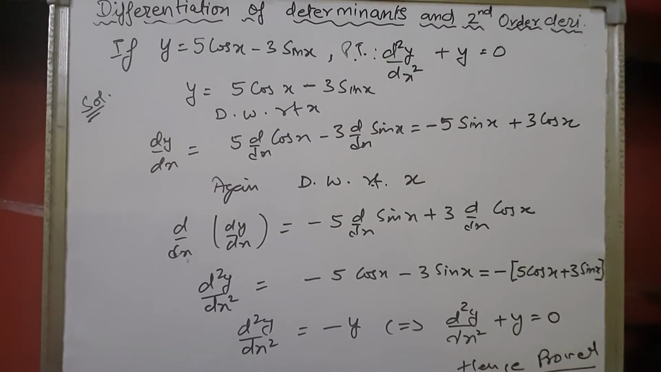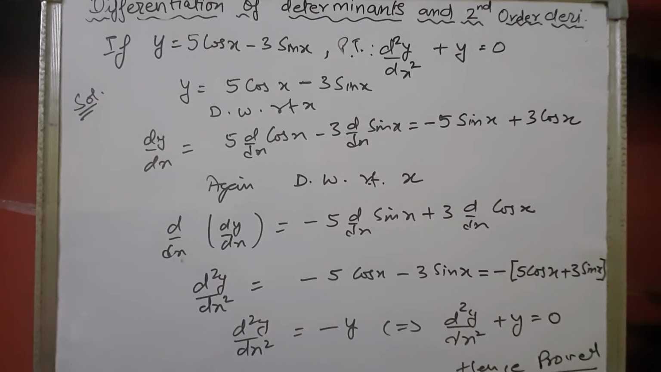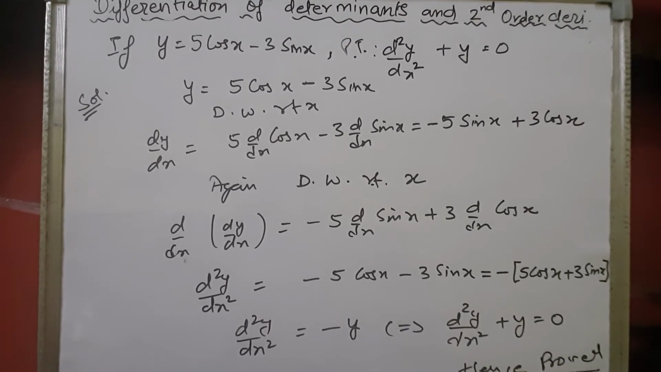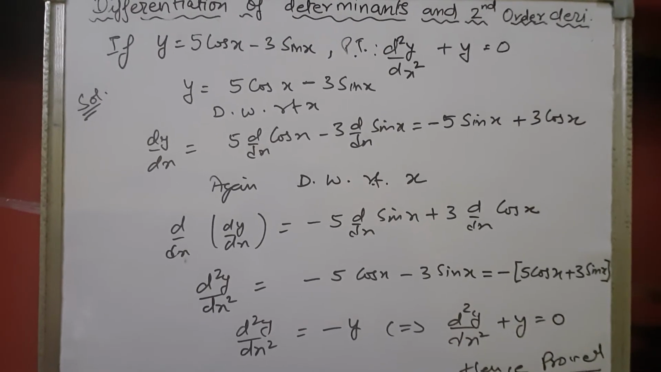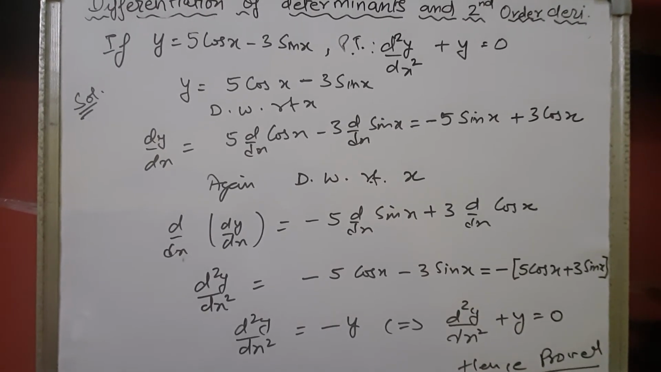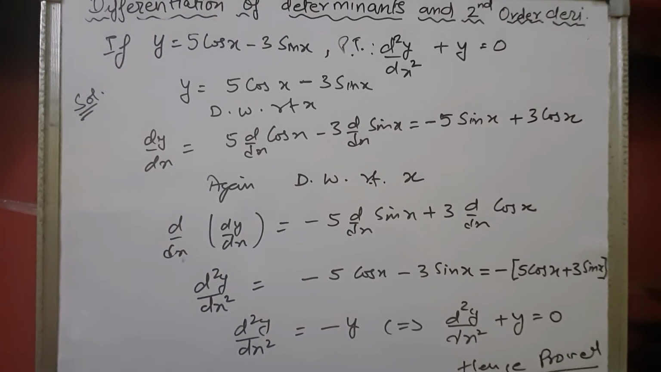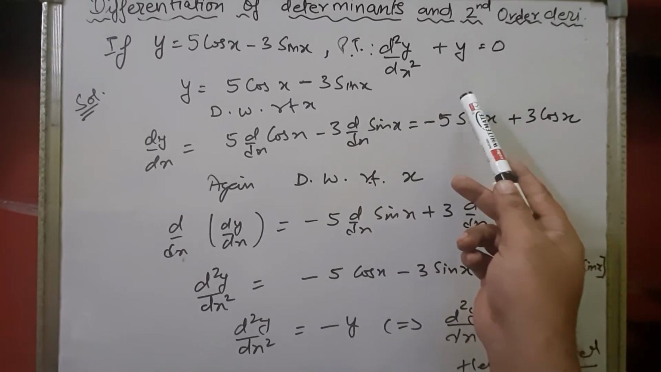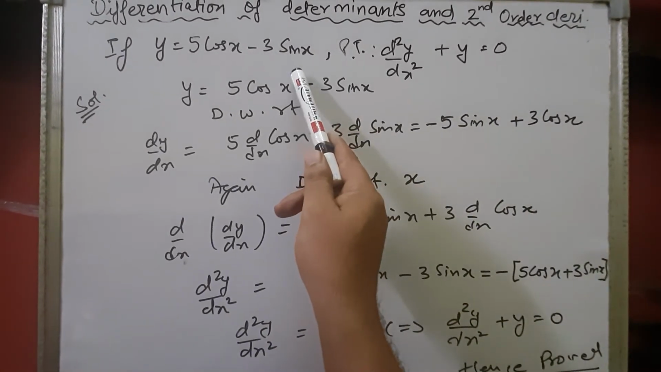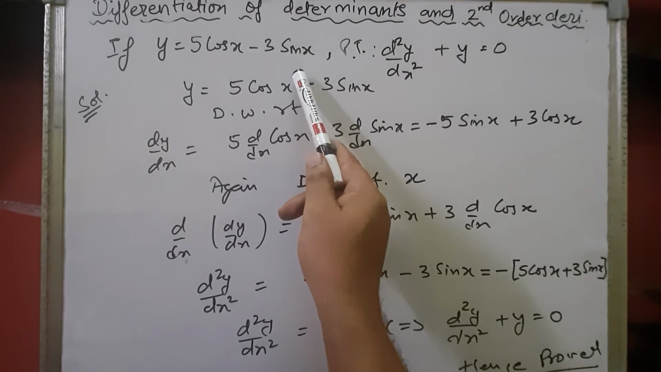Let's see another sum, children. In this sum, the question says if y equals 5 cos x minus 3 sin x, prove that d2y by dx2 plus y equals 0. That means we have to prove that this is true. The value of the function is given, y equals 5 cos x minus 3 sin x.